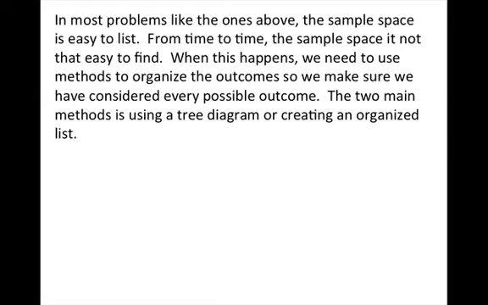Well, in most problems like the previous ones, the sample space is easy to list. From time to time, the sample space is not that easy to find. When this happens, we need to use methods to organize the outcomes to make sure we have considered every possible outcome. And we looked at these 2 methods in a previous lesson. One method is a tree diagram, and another method is creating an organized list. For the following examples, let's just focus on the number in the sample space, and then we'll list the sample space.